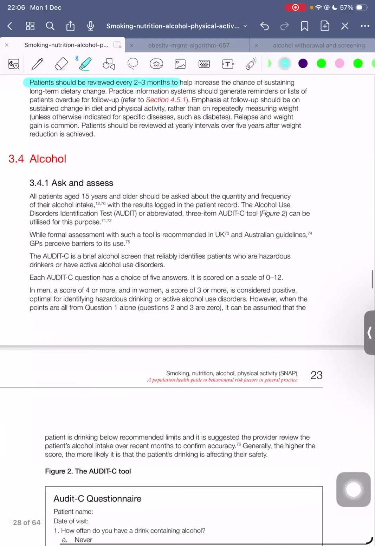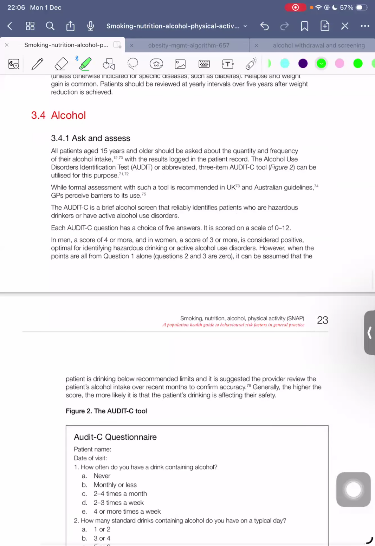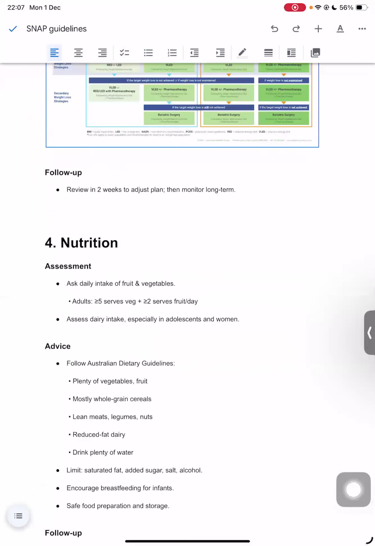Next one is alcohol. All patients aged 15 years and older should be asked about the quantity and frequency of their alcohol intake. Remember this. For smoking, more than 10 years we should assess. For here, more than 15 years we should assess. And the tool we are using is the Audit C tool. I'll show it from my note.